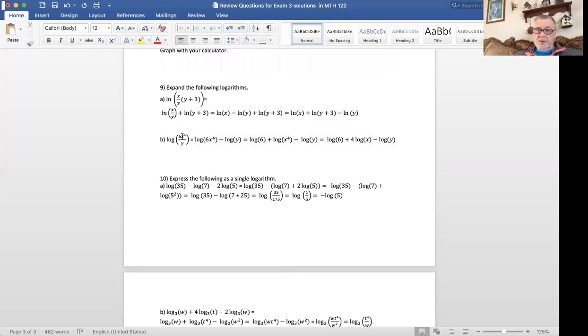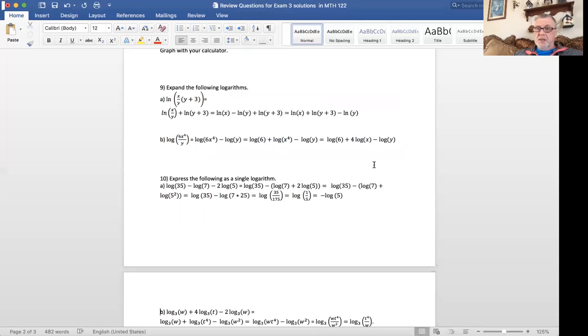Expanding the log of 6x to the 4th over y. Again, we have a quotient, so we'll expand it as log of 6x to the 4th minus log of y. Inside of here, this 6x to the 4th, we have a product, so we'll take the log of 6 plus the log of x to the 4th minus the log of y. And then lastly, we have this exponent with the x to the 4th. So we bring that in front and put it as a multiple of log of x, and write log of 6 plus 4 log x minus log y.